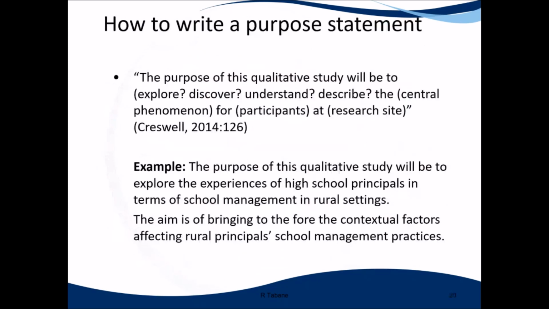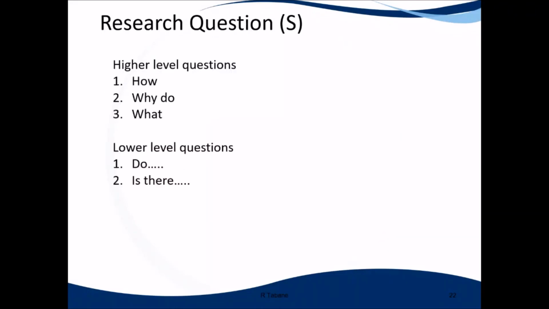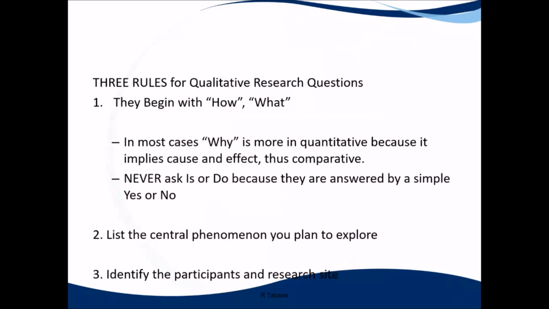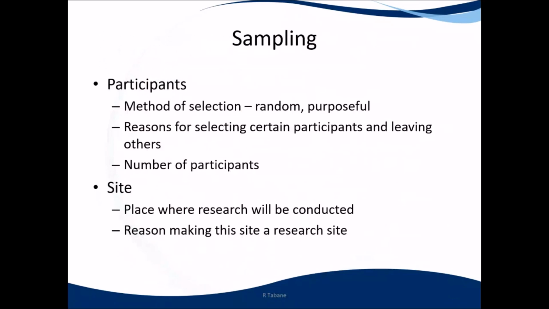Who are the participants? High school principals. Remember this, the proposed statement, and you remember the question. What are the experiences of high school principals? So you already know who the participants are when you go into sampling. The only thing you need to do now is to highlight and go deeper into your participants. If you say high school principals, it means both men and women. You can decide to say female high school principals. You can decide to say black female, black male. That's how specific you can be when you do research.